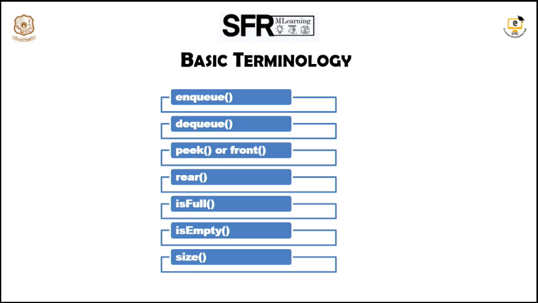The isFull function is used to validate whether the queue is full or not. The isEmpty function is used to check whether the queue is empty or not. The size operation is used to return the size of the queue, that is, the total number of elements it contains.